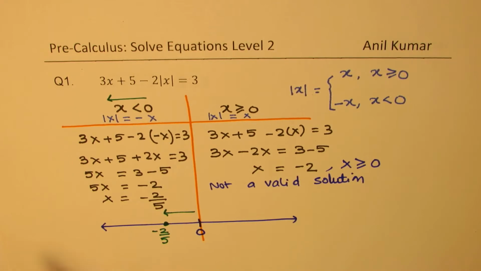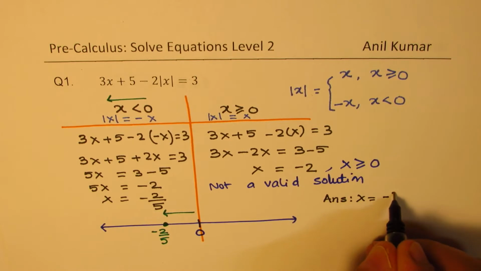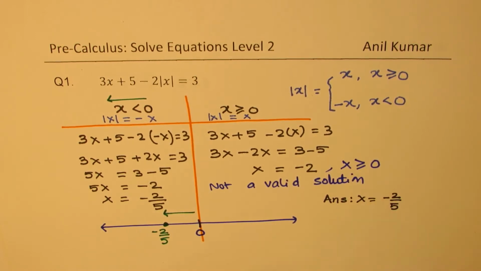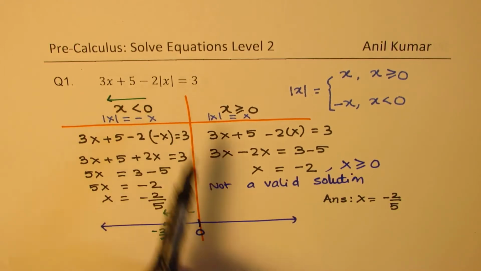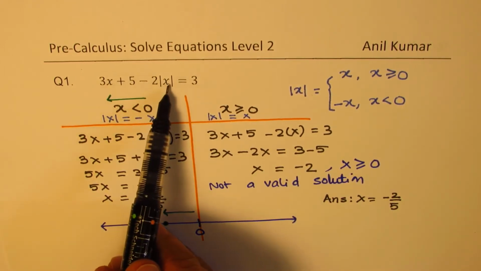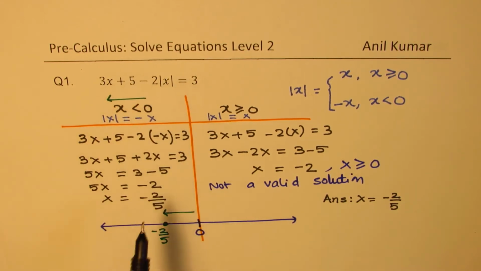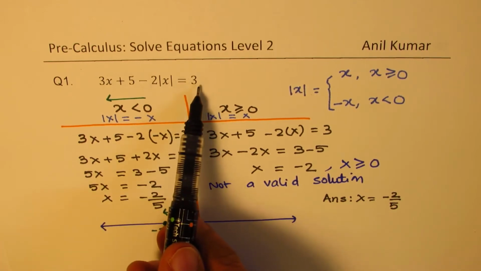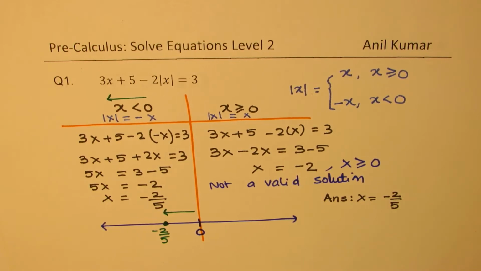So in this particular case, we have only one answer, and our answer is that x is equal to minus 2 over 5. Is that clear to you? Now, some of you can verify both these solutions. If you substitute minus 2 here, you will not get 3 on calculating the left side. But if you substitute minus 2 over 5, you will get 3 as your answer. So that could be a check which you can perform. But I hope you got the concept that whenever you have an absolute function, you should treat it as a piecewise function as shown here.